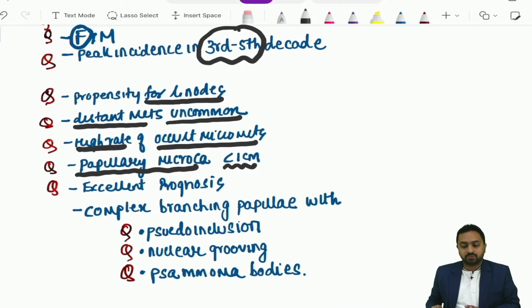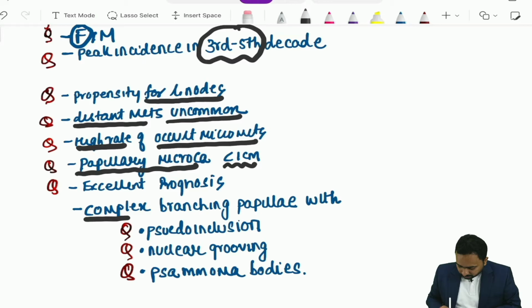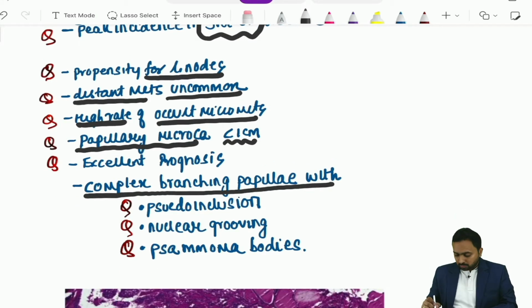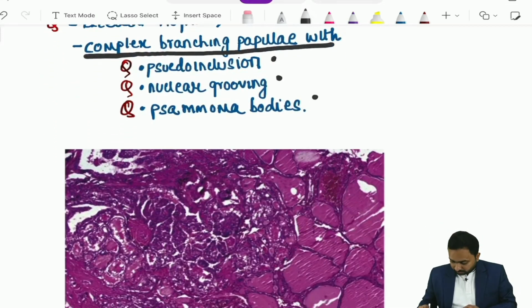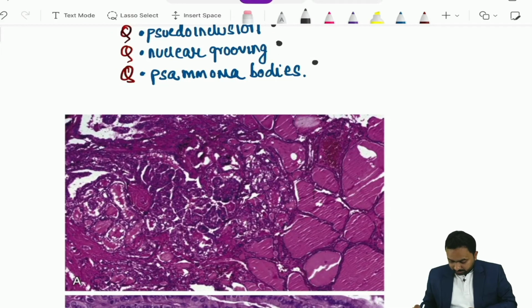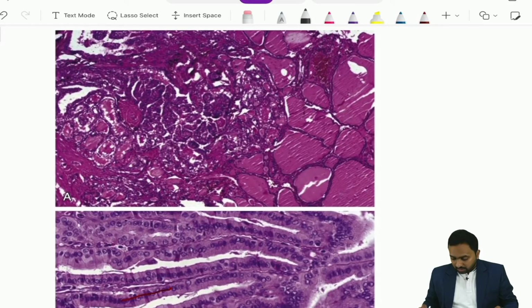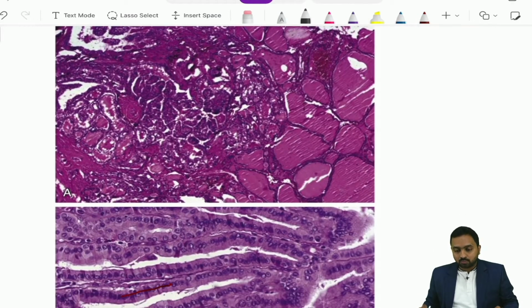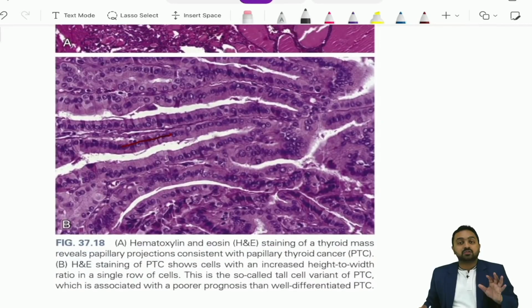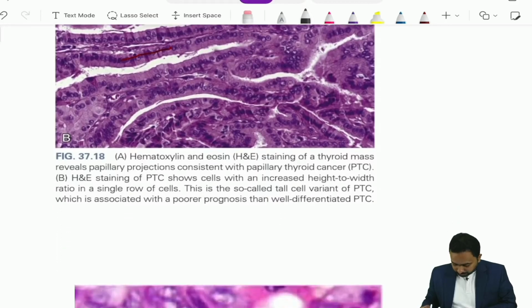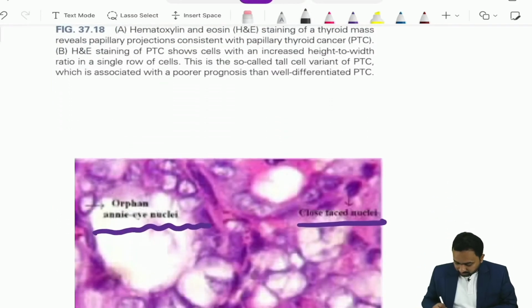They have an excellent prognosis, and the histopathology consists of complex branching papillae with pseudo-inclusion, nuclear grooving and psammoma bodies. So if you look over here in your image, this is the HPE image of papillary carcinoma having psammoma bodies and Orphan Annie eye nuclei, which is one of the characteristics seen in papillary carcinoma. So this is your Orphan Annie nuclei, that is C.